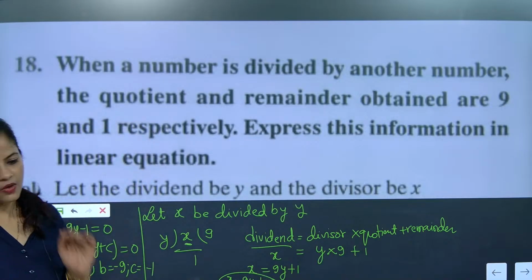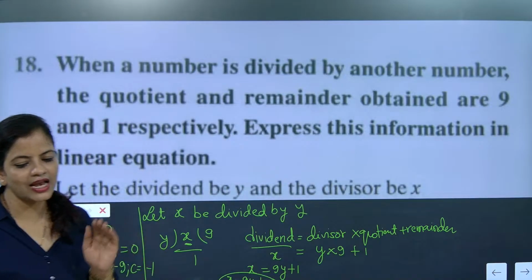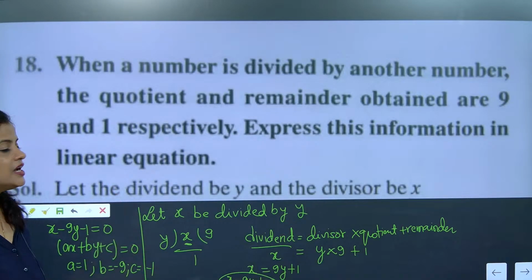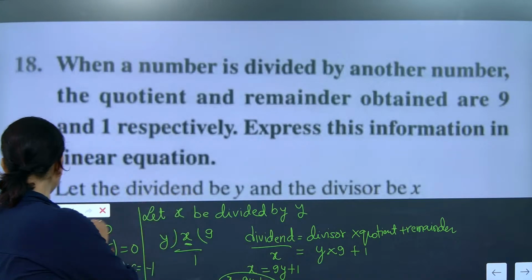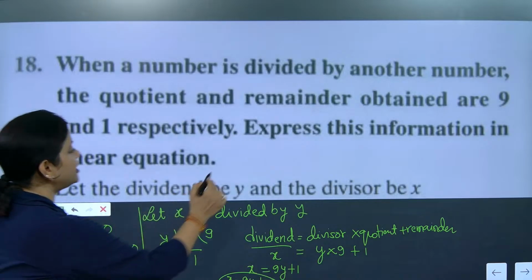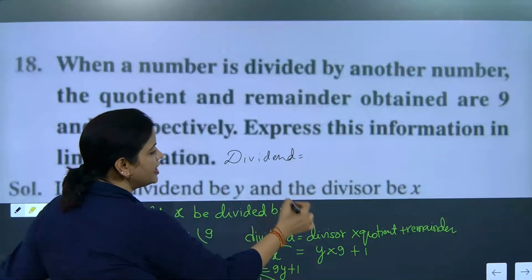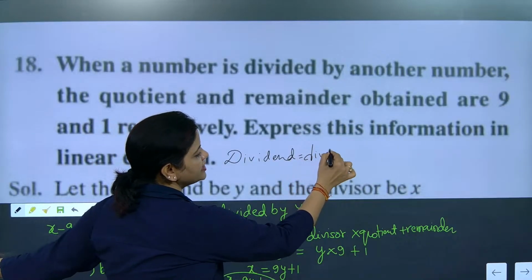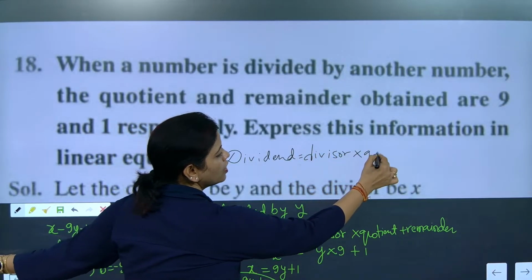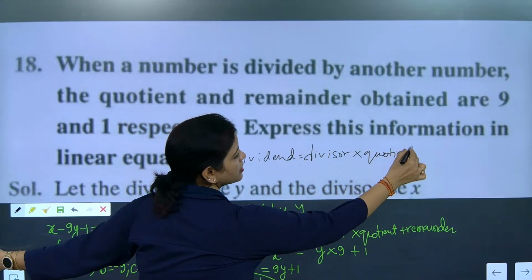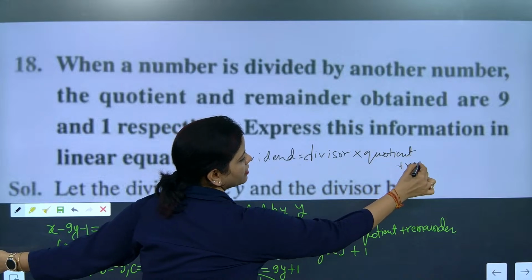Now look at it. One question is very, very important. I'll explain this one more time. See, beta, the formula is always written like this. Dividend, D-I-V-I-D-E-N-D. Dividend is equal to divisor into quotient plus remainder.